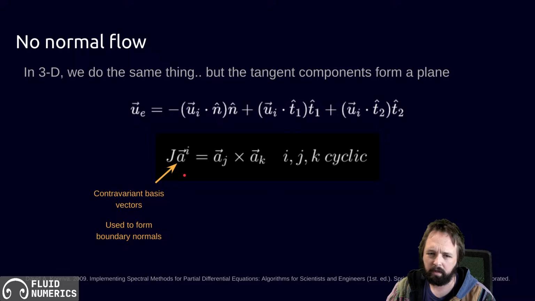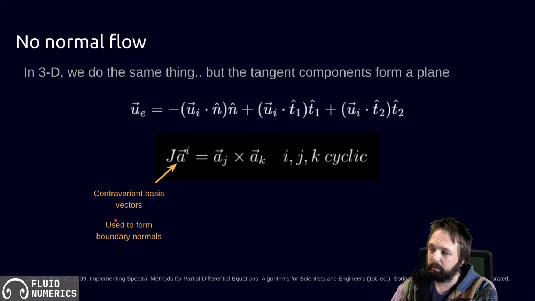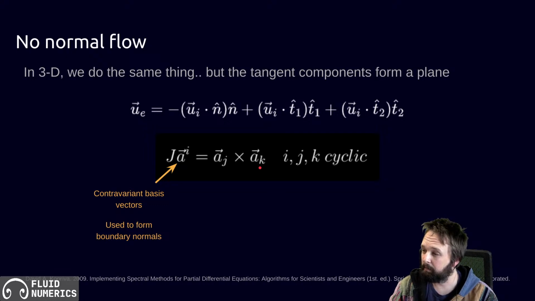These are what are called the contravariant basis vectors. These are vectors that always point across coordinate lines. And in fact, we actually use those evaluated at the element boundaries to form the boundary normals. And because they're defined in this particular way, we actually have a nice convenient basis for the tangent plane.